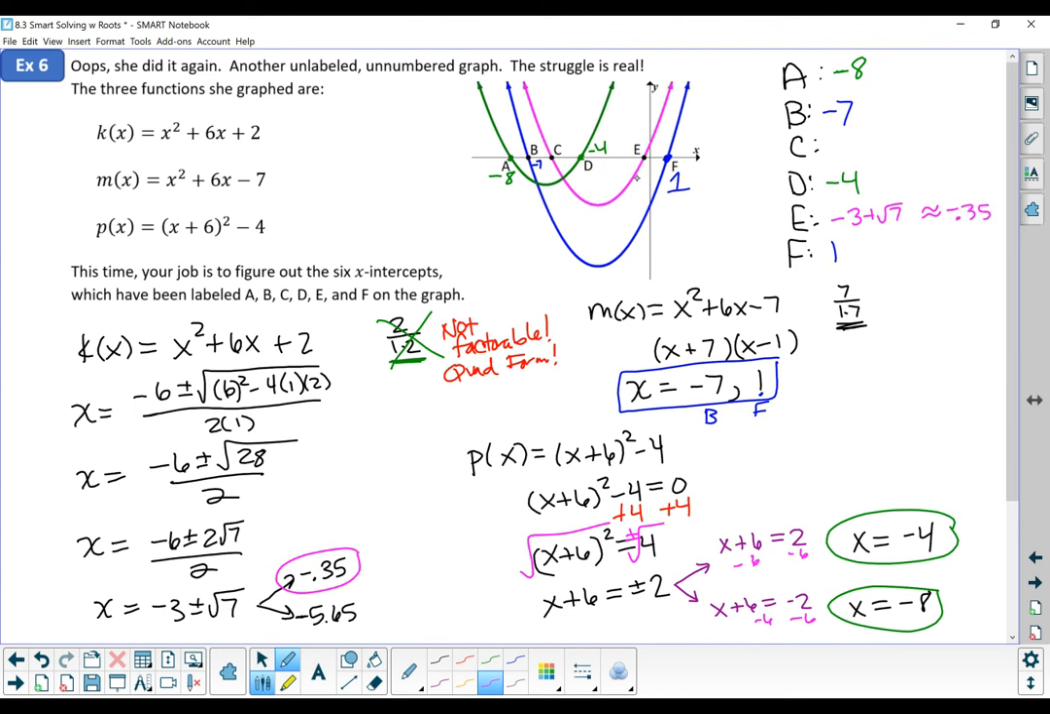So this is -0.35. And then our last one, C, that's -3 minus √7, which is about -5.65. So we found all the values of those x-intercepts. All right, so that is it.